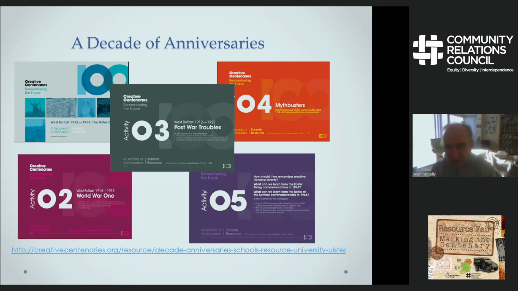So the resource had 5 parts. It looked at the Home Rule crisis. It then looked at World War I, but that included both the war itself and looking at the Rising. The third module, which is the one I'll concentrate on today, was on post-war troubles. But then there were 2 extra modules. One was Mythbusters, which is a sort of fun quiz type thing, which gets people into the period. And the final part, the 5th, was a module on commemorations.